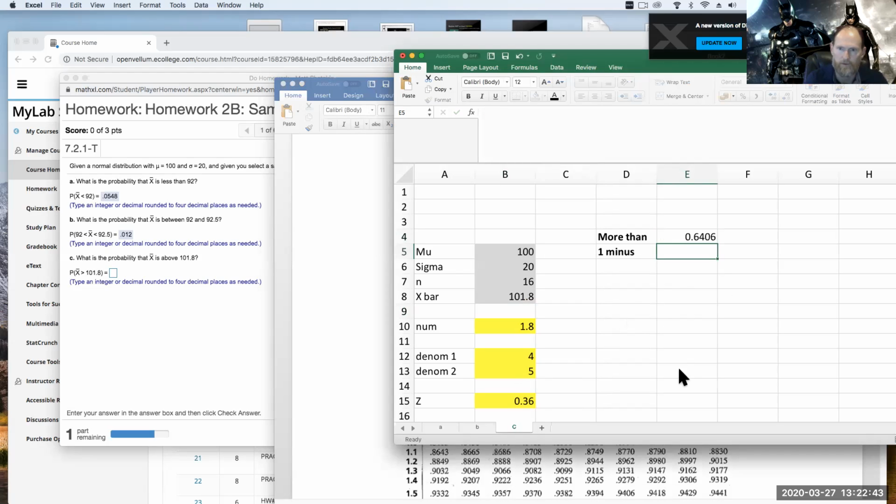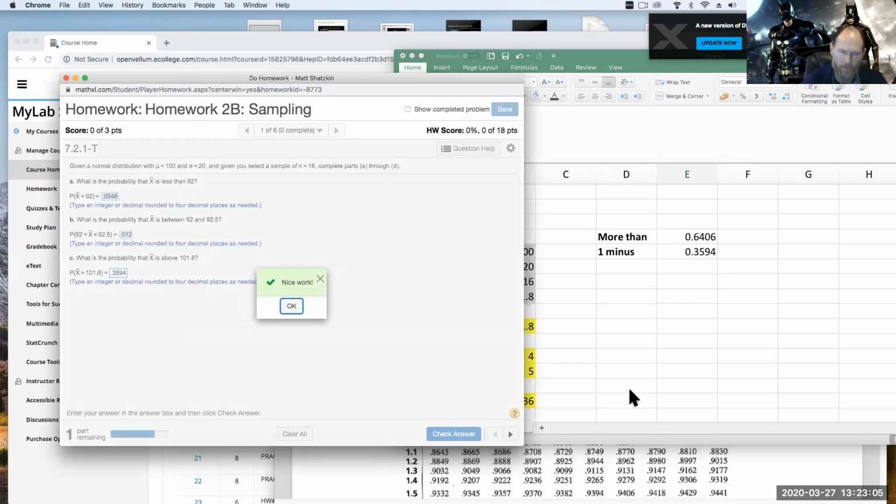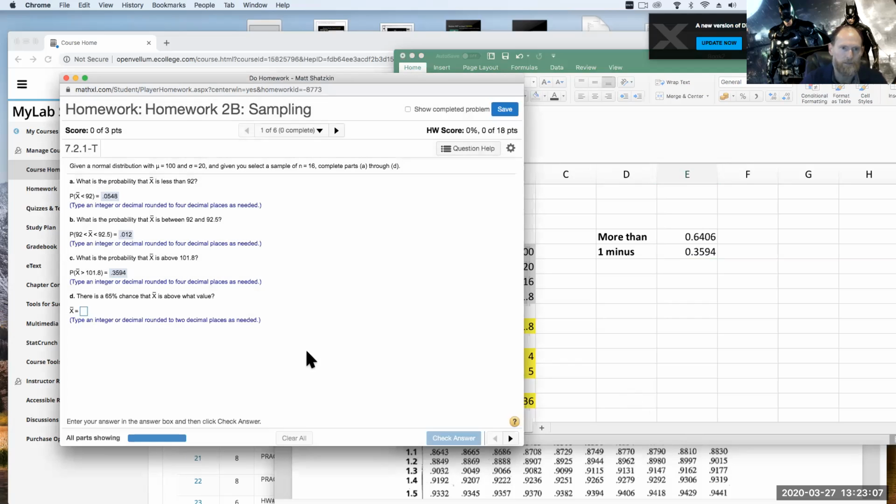I still got to do my 1 minus. So I'm going to do that right here. Literally 1 minus. I'm going to reference that cell right there. Boom. 0.3594. I should be able to go over here. 0.3594. Why, thank you. All right.